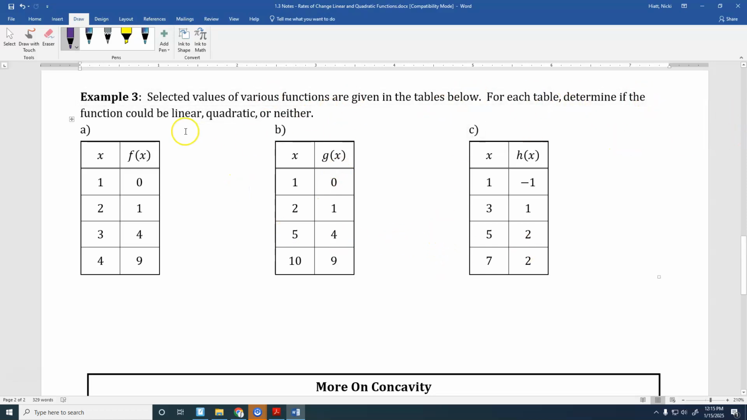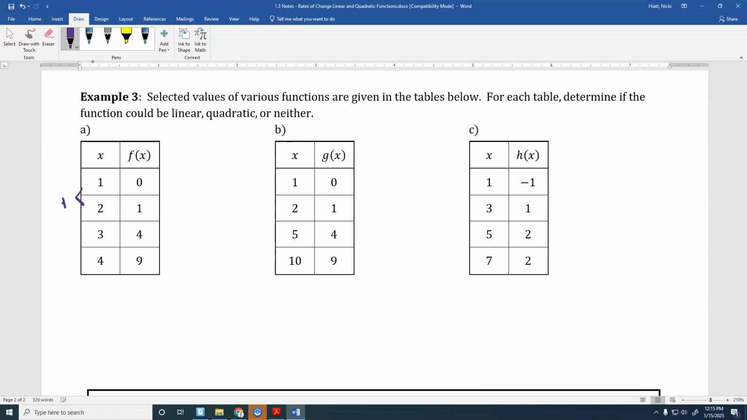So, selected values of various functions are given in the tables below. For each table, determine if the function could be linear, quadratic, or neither. So, you just want to look at your rates of change here. If I look at A, I can tell this is going up by 1 on each side. So this increases by 1. But then over here, my f of x value increases by 3. And then over here, my f of x value increases by 5. So these are my rates of change of f.